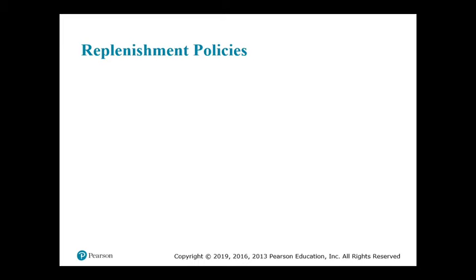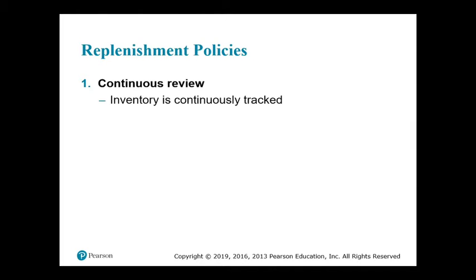Now, for replenishment policies, the types of replenishment policies can generally be divided under the review policies. One is continuous review, which means that you have an electronic tracking system that allows you to continuously monitor the current level of inventory. And because the inventory is continuously monitored, at any time there is an opportunity for you to place orders.